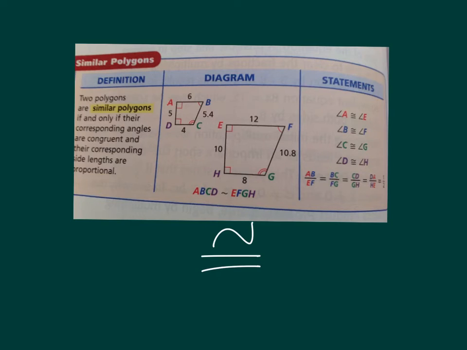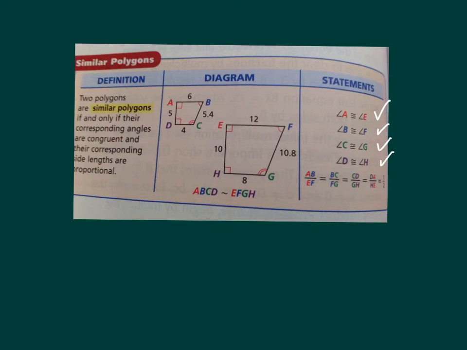Well, now when we talk about things being similar, we just use that squiggle. So that symbolizes similar. All right, so in our picture, we can see that shape ABCD is similar to shape EFGH. We know that because their angles are congruent. You can see that angle A is congruent to angle E, angle B is congruent to angle F, angle C is congruent to angle G, and angle D is congruent to angle H.